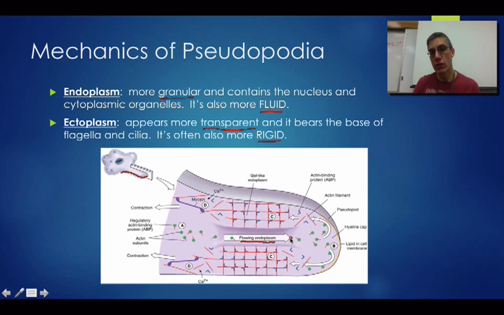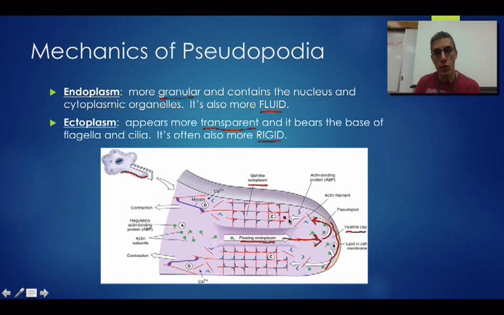As this endoplasm makes its way towards the front of the pseudopod, you'll notice we have something called a hyaline cap. This hyaline cap acts as a barrier for the endoplasm. As it comes up against this barrier, it's deflected, and it makes its way back into the organism. But as it does, it transforms into a different type of plasm called ectoplasm. That's when the plasm becomes a little more rigid.